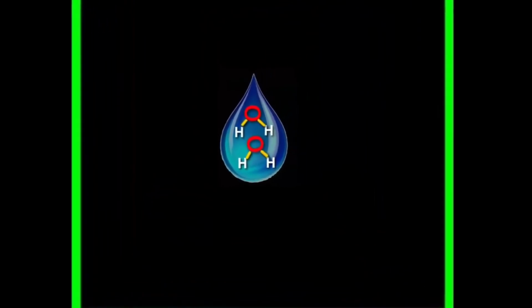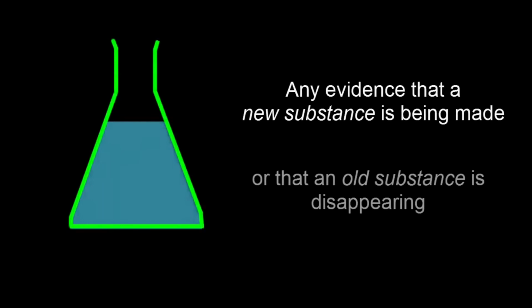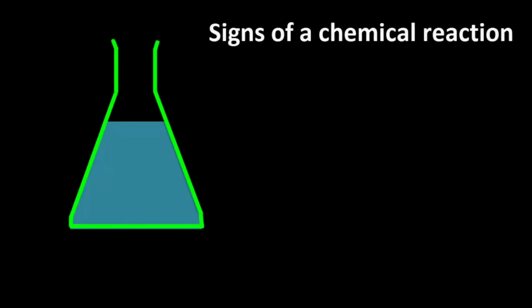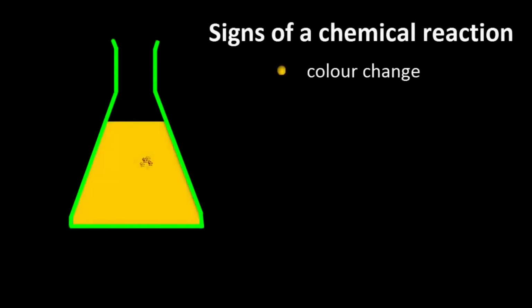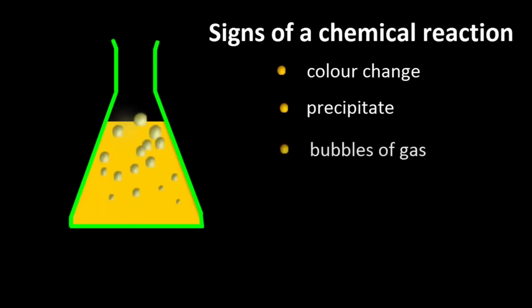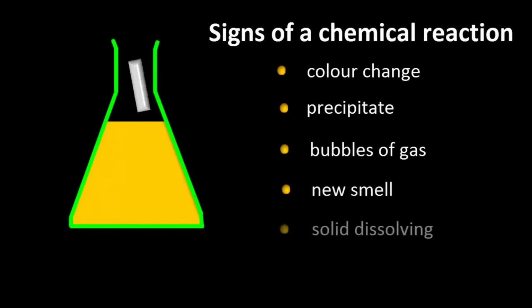But the molecules in chemical reactions are too small to see, so how can we tell if one's happening? Well, any evidence that shows that a new substance is being made, or that an old substance is disappearing, indicates that a chemical reaction is going on. Telltale signs include a colour change, a cloudy precipitate forming, bubbles of gas, a new smell, or a solid dissolving.